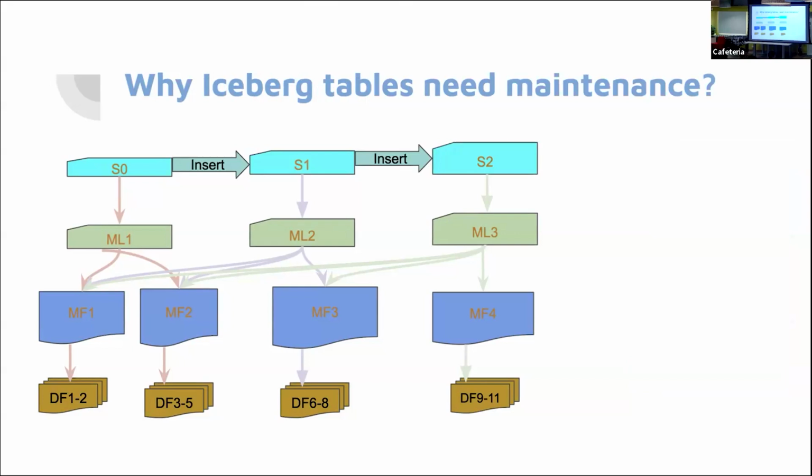ML is called manifest list. Why list? Because it has information of all the manifest files. MF is manifest, and a snapshot is basically kept in a JSON file, the metadata JSON file. Iceberg and Delta Lake have slightly different ways of maintaining metadata. I don't have enough knowledge about Hudi, but Delta Lake has a different way of managing the metadata, and Iceberg has a slightly different way too.